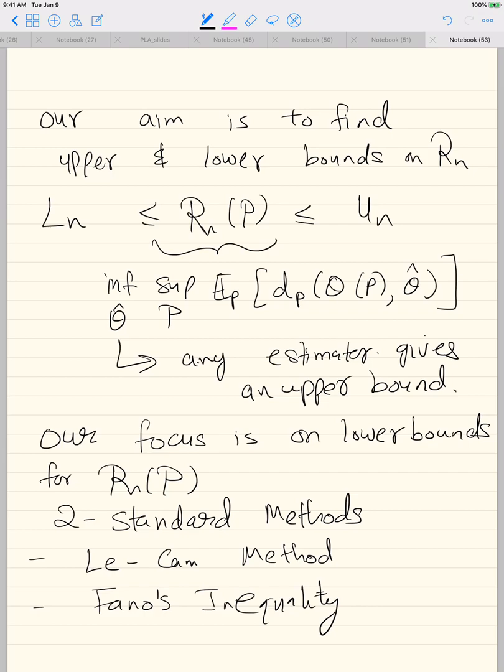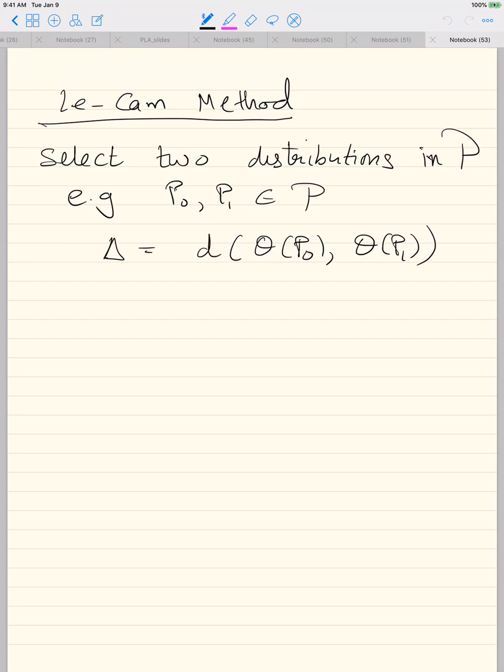So we get a lower bound. We are still going to take the inf over all theta hat, but if you reduce this set, you are going to get a smaller quantity. And Le Cam does the extreme. They just say you should reduce to only two possible distributions, choose them in a careful way, and see what you can get there.